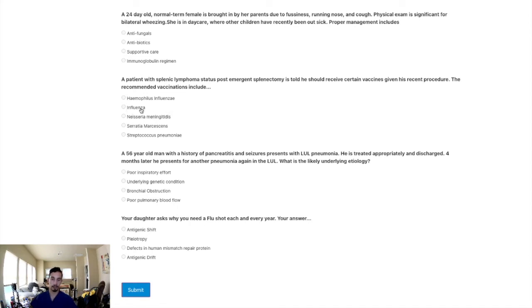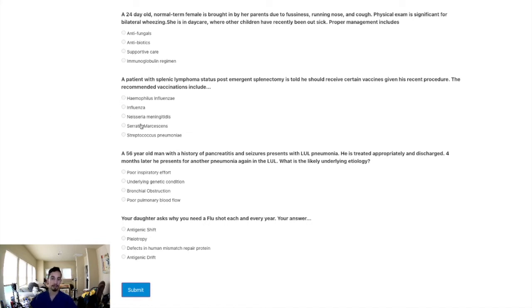Influenza is a virus, so I'm not sure. We'll move on. Neisseria meningitidis, yes, it is encapsulated, so we would want to get the vaccine for that. Serratia, not really. It's not even a bug that I think we have a vaccine for, so not a correct answer. We wouldn't check that. And strep pneumo is yes, encapsulated, and yes, we have a vaccine for that. So strep pneumo, Neisseria, and Haemophilus influenzae.